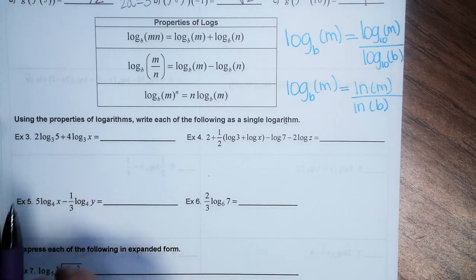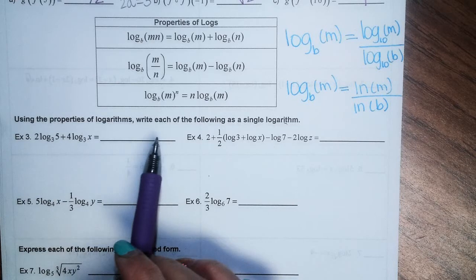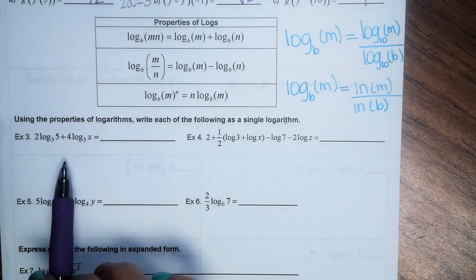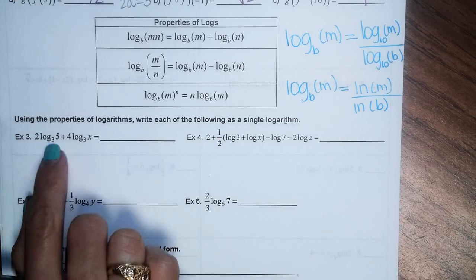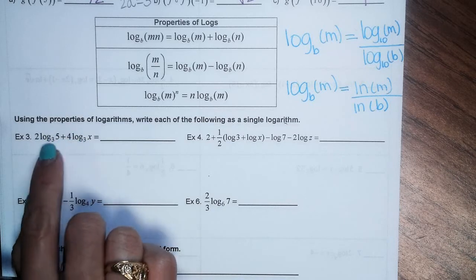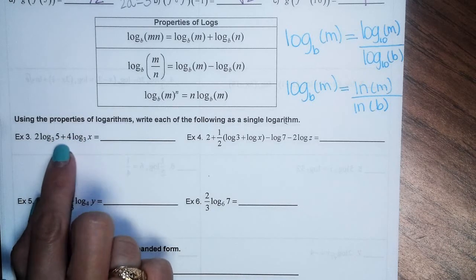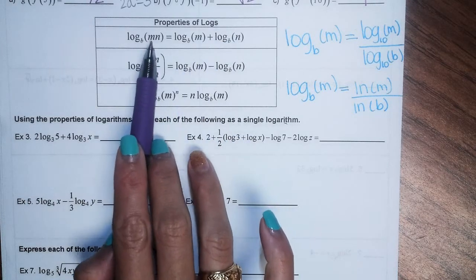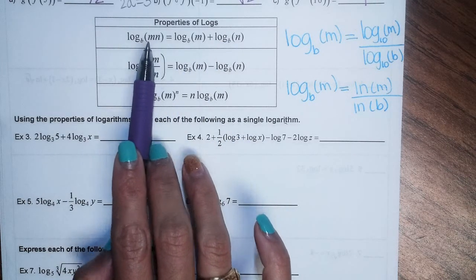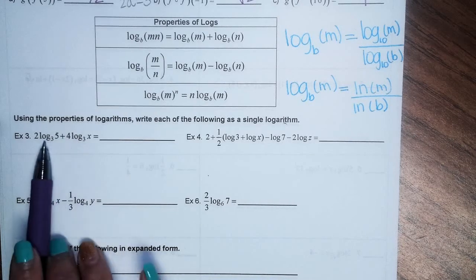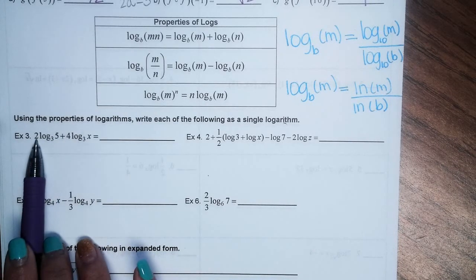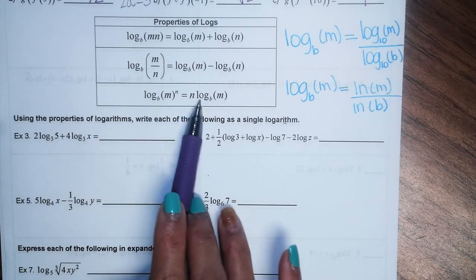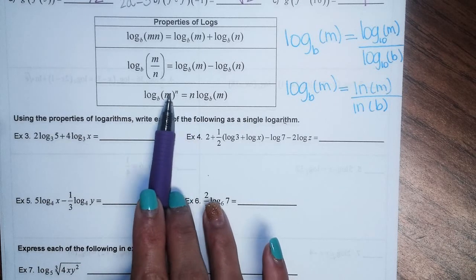Number 3, using the properties of logs, write each of the following as a single log. So right now I have 2 logs that are the same base that are being added. So I'm going to combine them together by multiplying. But first, both of those logs have a coefficient. So I'm going to rewrite that coefficient as the exponent first.